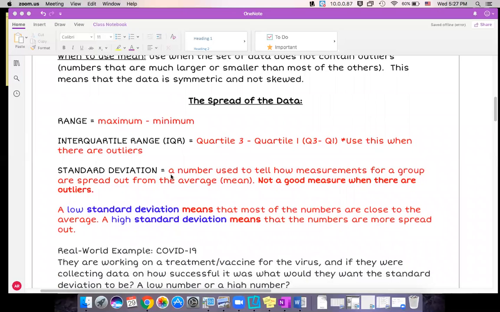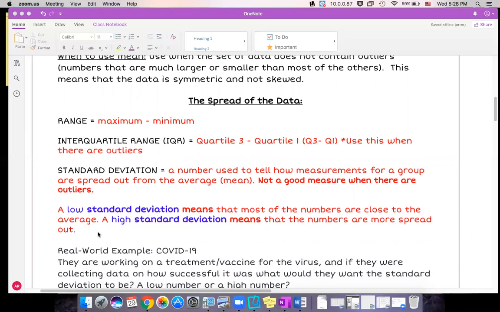Standard deviation is a number used to tell how measurements for a group are spread out from the average or the mean, and it is not a good measure when there are outliers. So again, this is based on the outliers. If you have outliers, you want to use the interquartile range to describe the spread. If you don't have outliers, you want to use the standard deviation. And we'll learn a lot more about standard deviation next week.